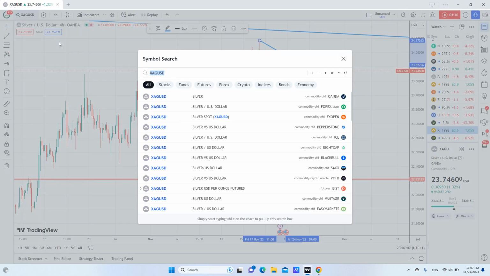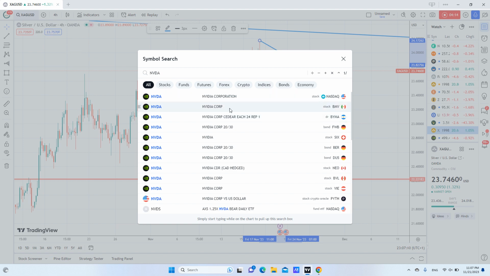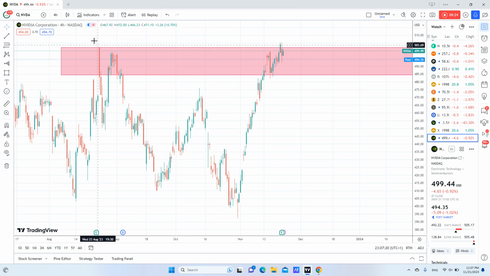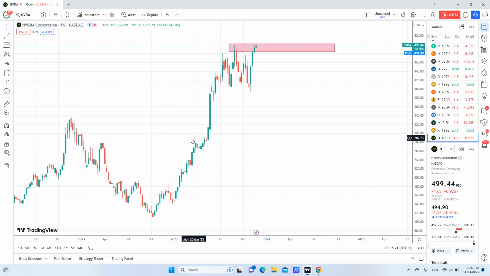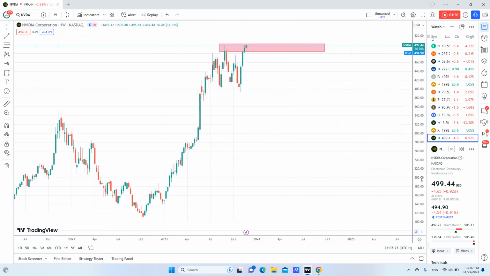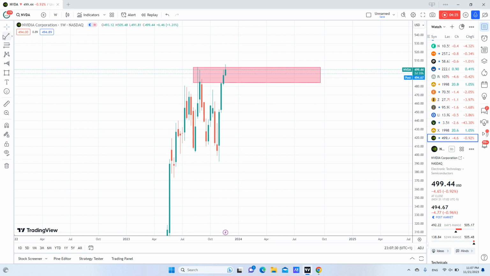The second one is NVDA, which announced earnings today, and actually it had a very good earning this quarter. But I also think that we will be going down after this very beautiful earning, because it's always like this. It's always the opposite of what you think.